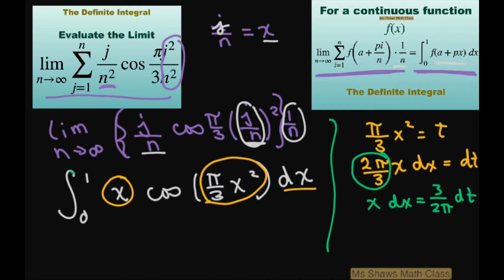All right, we're not going to change the upper and lower limits. I'm going to treat it as an indefinite integral and simplify from there. So if I treat this as an indefinite integral, it's going to be like the integral of x times cosine of pi divided by 3 x squared dx. And then I'm going to substitute in for everything we need. Okay, so basically, that's going to give us the integral of cosine of t, and then we're going to have 3 divided by 2 pi dt.